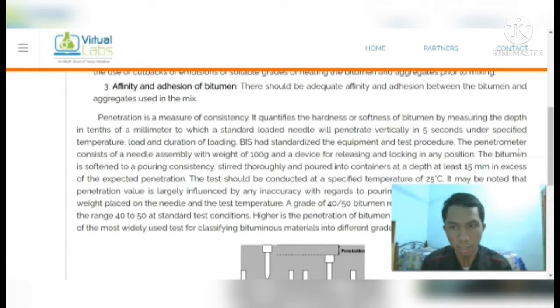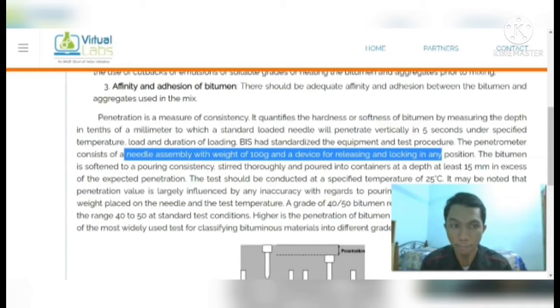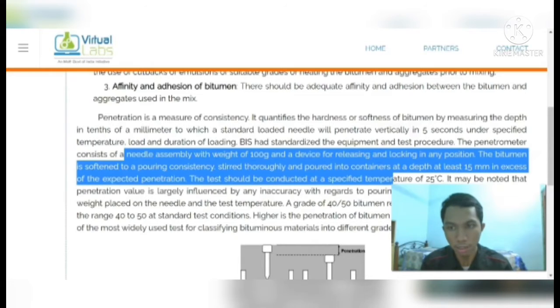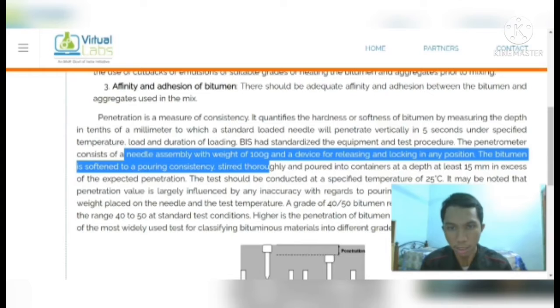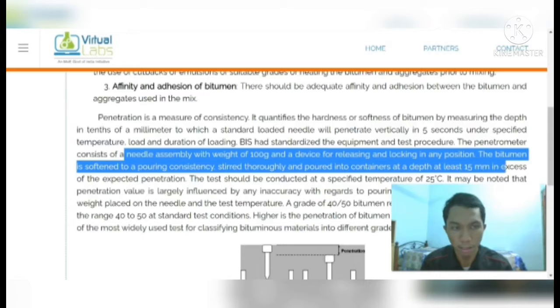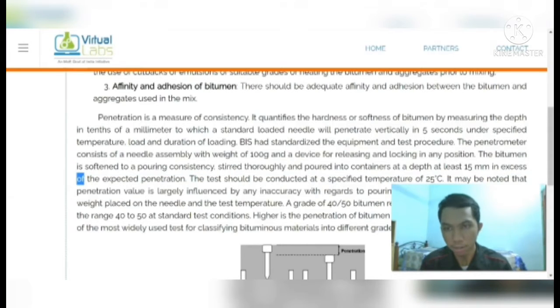The penetrometer consists of a needle assembly with a weight of 100 grams and a device for releasing and locking in any position. The bitumen is softened to a pouring consistency, stirred thoroughly and poured into a container at a depth at least 50 mm in excess of the expected penetration. The test should be conducted at a specific temperature of 25 Celsius.